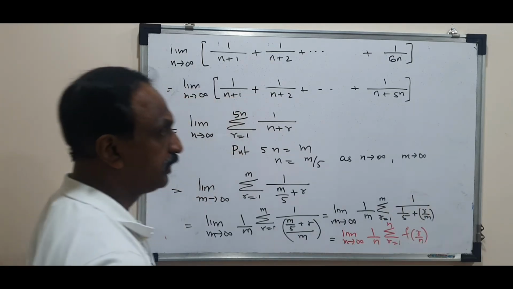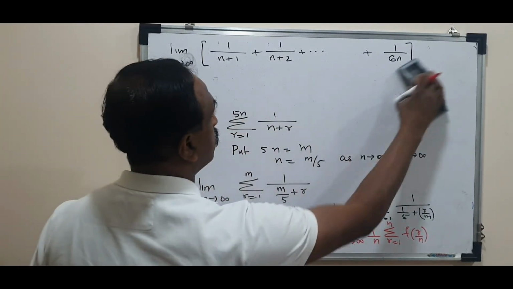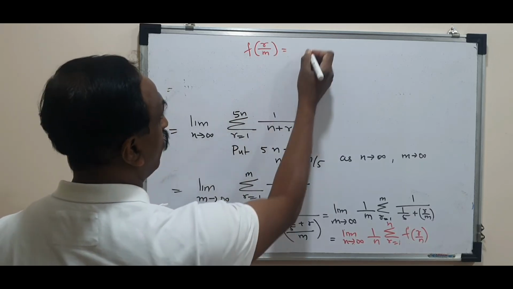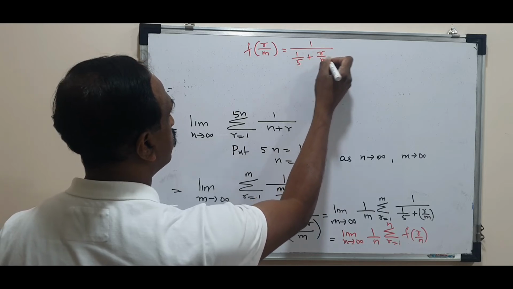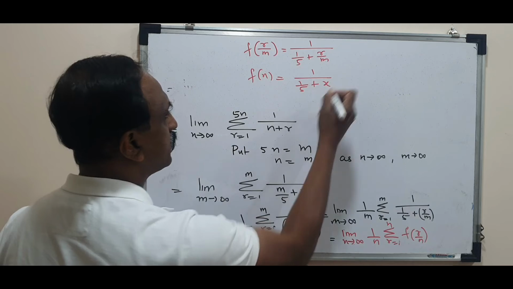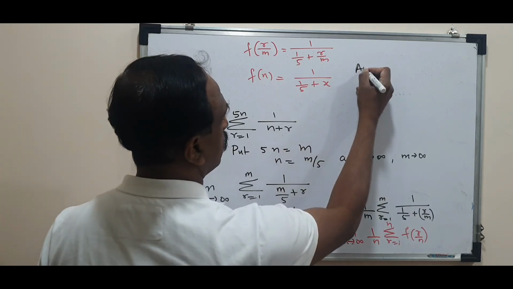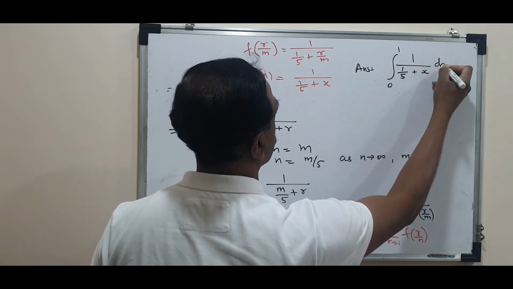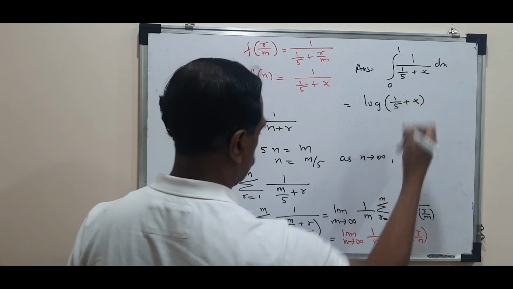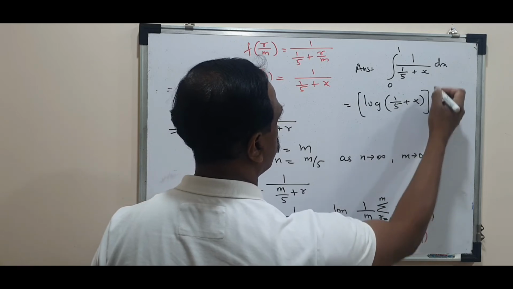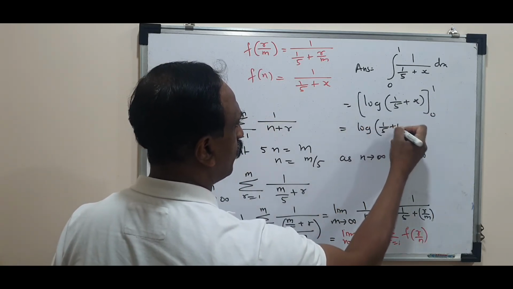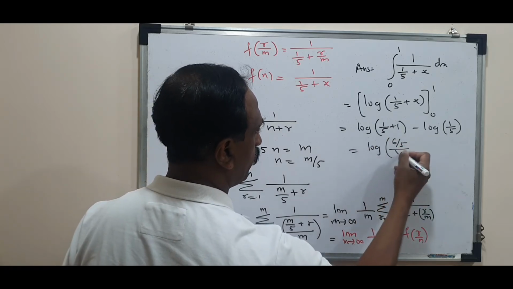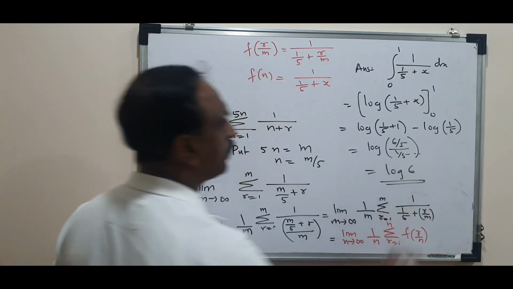So tell me what is f of r by n here? f of r by m is 1 upon 1 by 5 plus r by m. So f of x will be 1 upon 1 by 5 plus x. So what will be your answer? Your answer will be the integral from 0 to 1 of 1 upon 1 by 5 plus x dx, which is log of 1 by 5 plus x from 0 to 1. So that becomes log of 1 by 5 plus 1 minus log of 1 by 5, which becomes log of 6 by 5 upon 1 by 5, which becomes log 6.